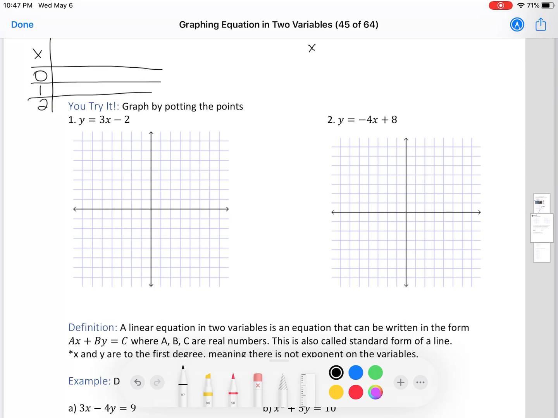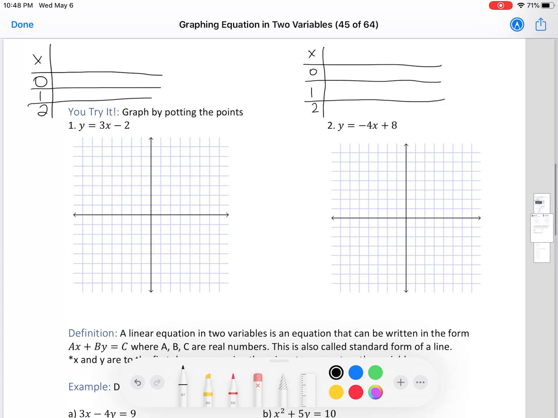And for the second one, let's pick points like the same, 0, 1, and 2. Now the reason I chose these points is because I know they won't go out of our grid, and that way we can use the grid we have. So go ahead and try these problems. They're for you to try. Pause the video and see what you get. When you're done, you can unpause the video so you can see the answer.